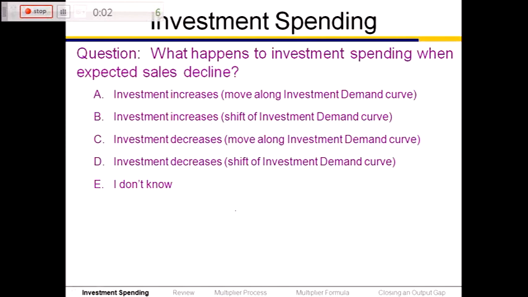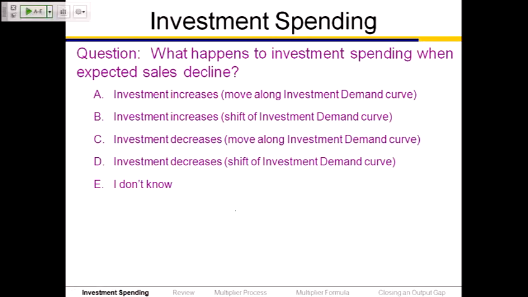What happens to investment spending when expected sales decline? A, B, C, D, or E, same options. What happens to investment spending when expected sales decline? Your estimate of how many tacos you can sell out of your food truck drops because people stop buying at food trucks. 3 seconds.